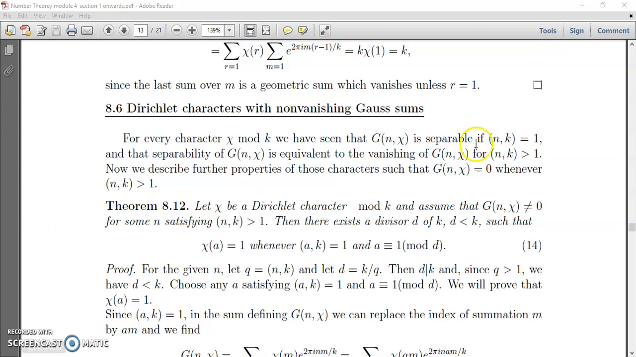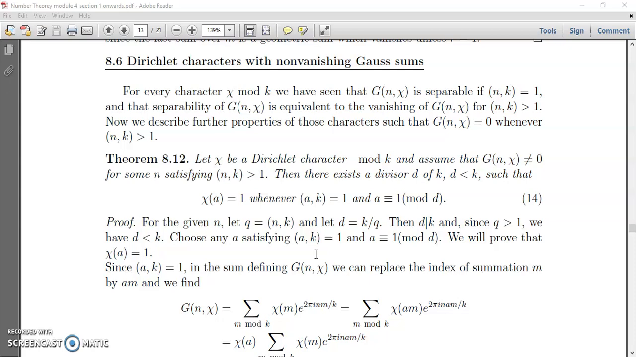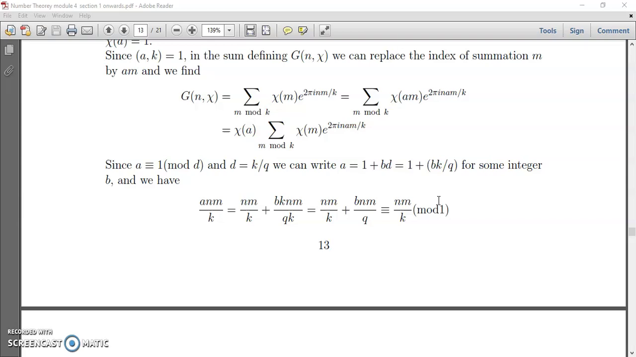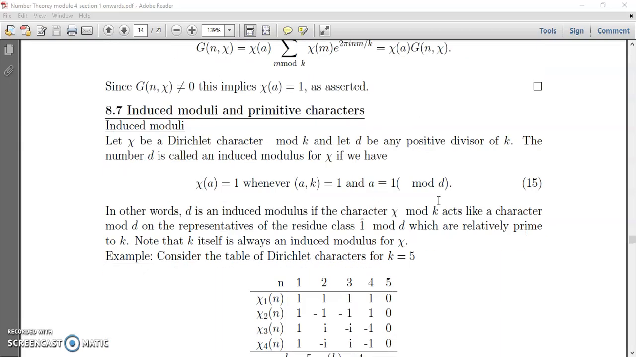That means that if the Gauss sum g of n, chi is not equal to 0 for some n satisfying gcd of n, k greater than 1, then we can find a d which is a divisor of k such that chi of a is equal to 1 whenever gcd of a, k is 1 as well as a is equal to 1 mod d. So if we can find such a d, then that d is called the induced moduli. So what is the induced moduli?